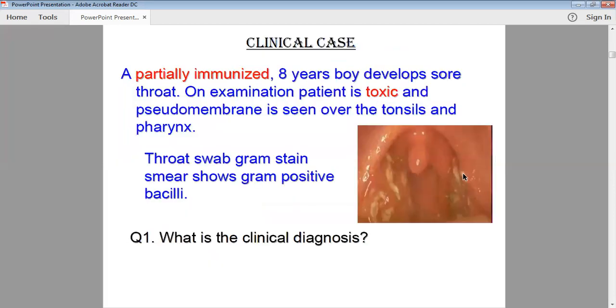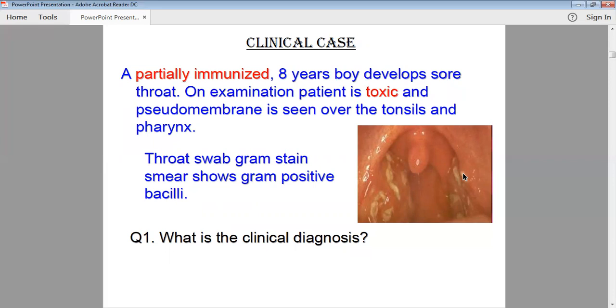Such a case may be asked in the exam, and this is how they ask the questions. This is a partially immunized 8-year-old boy who developed sore throat. It's a case of upper respiratory infection. On examination, the patient is toxic, meaning upper respiratory infection with toxemia, and a pseudomembrane is seen over the tonsils and pharynx, with fascial area involvement. The case given also asks the question, what is your diagnosis? Then etiopathogenesis, laboratory diagnosis of this case, prophylaxis for this patient, and treatment or management of this patient.